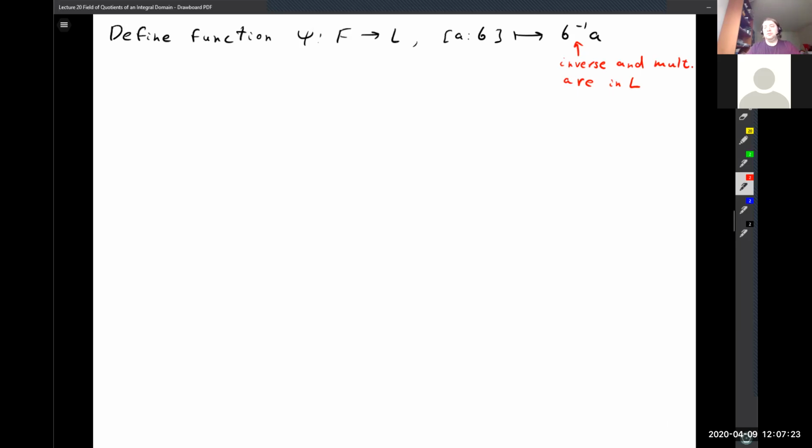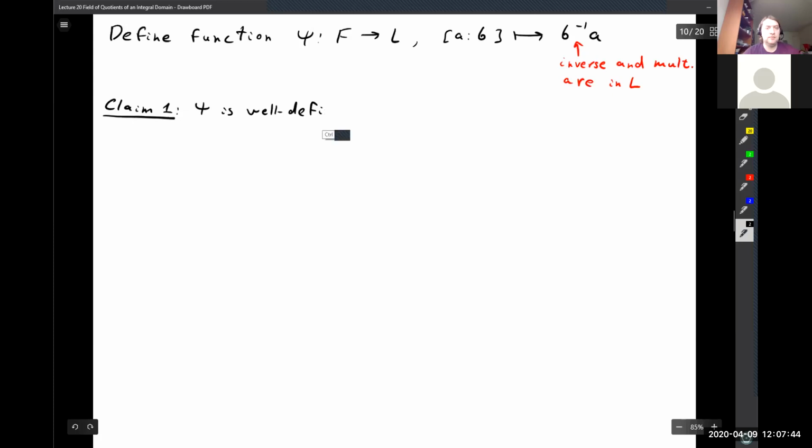Okay, so we need to prove 3 claims about it. Claim 1 is that psi is well defined on equivalence classes.